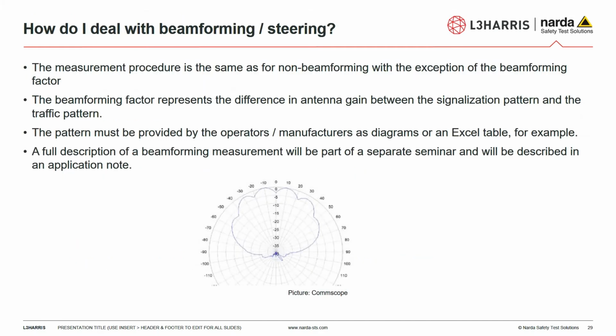How do I deal with beamforming? The measurement procedure is the same as without beamforming, except that the beamforming factor cannot be assumed to be 1, but has to be determined correctly. To do this, the antenna pattern for the traffic and signaling must be compared for the measurement location, for example. The antenna patterns that are required for this comparison must be obtained from the manufacturers or providers. Narda will shortly be providing further assistance on the subject of measurement on beamforming antennas. You can keep up to date with this through the Narda news ticker.